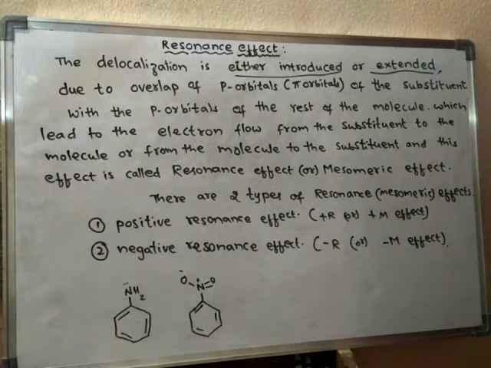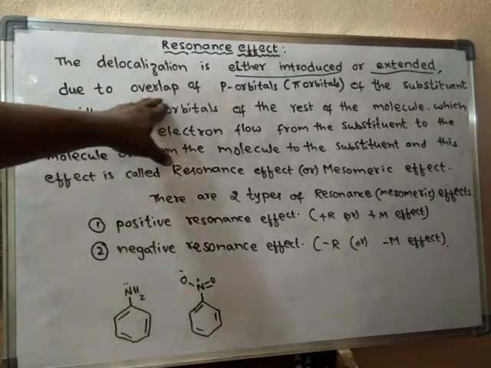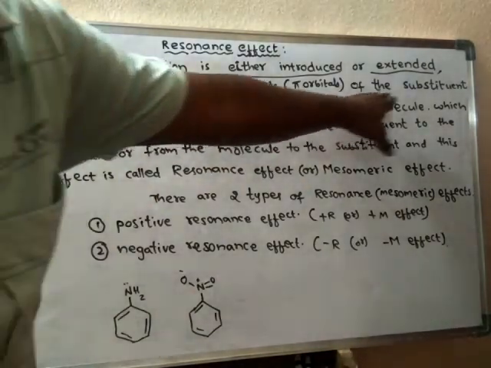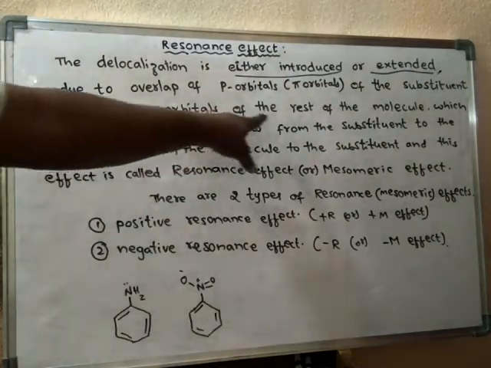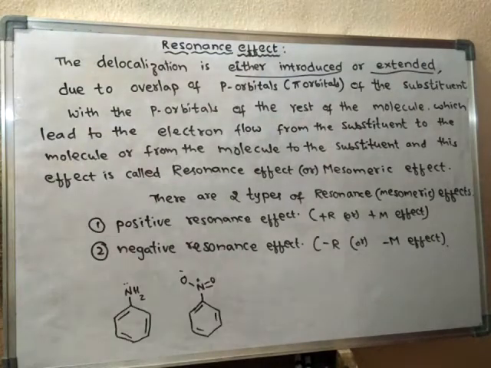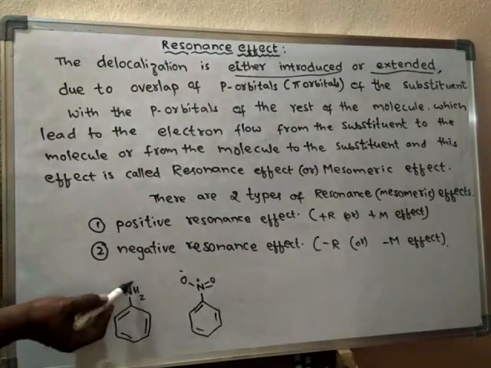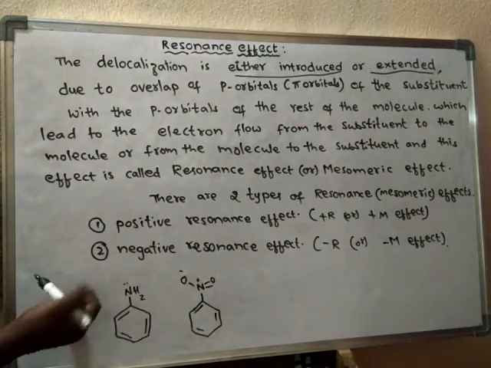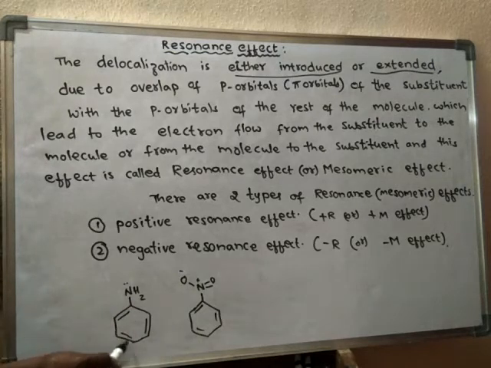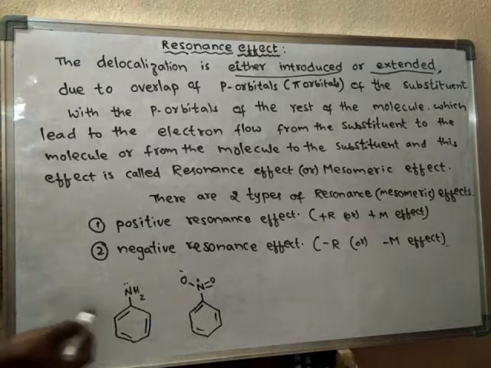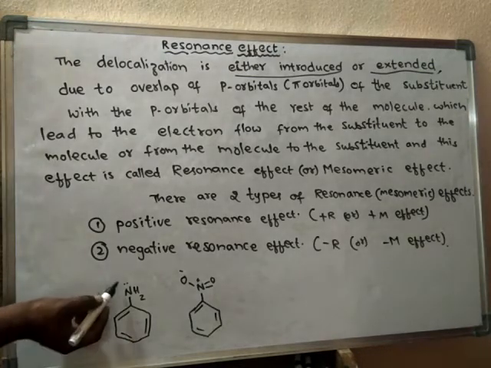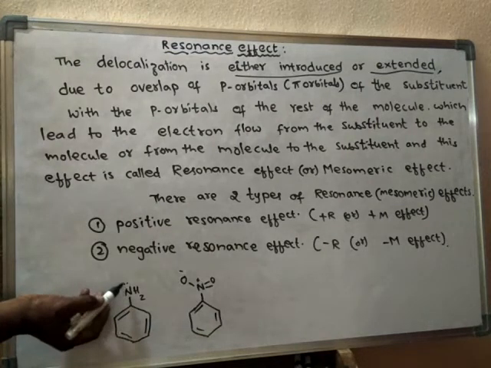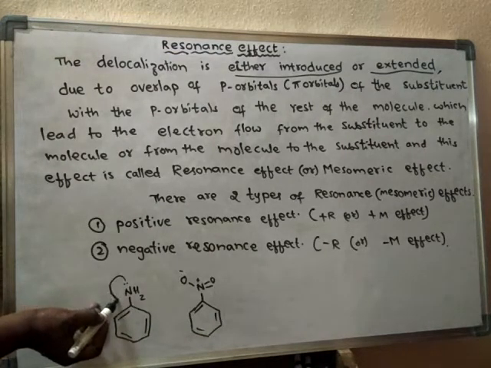How is it introduced or extended? Due to overlap of p orbitals of the substituent with the p orbitals of the rest of the molecule. For example, suppose this is the substituent and this is the rest of the molecule. So this is the entire molecule. This is called aniline. See what is happening. The electrons which are present on this nitrogen are delocalized.